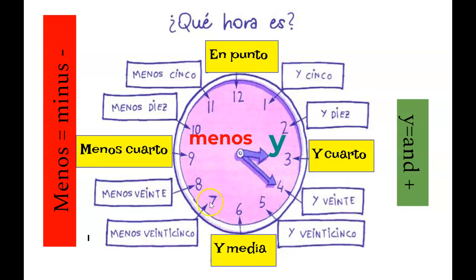Now let's see if we can figure out what this means. Menos 25. Now, to translate in English, we're going to read it backwards. 25 till. Menos 20. 20 till. Menos cuarto. A quarter till. Menos 10. 10 till. Menos 5. 5 till.